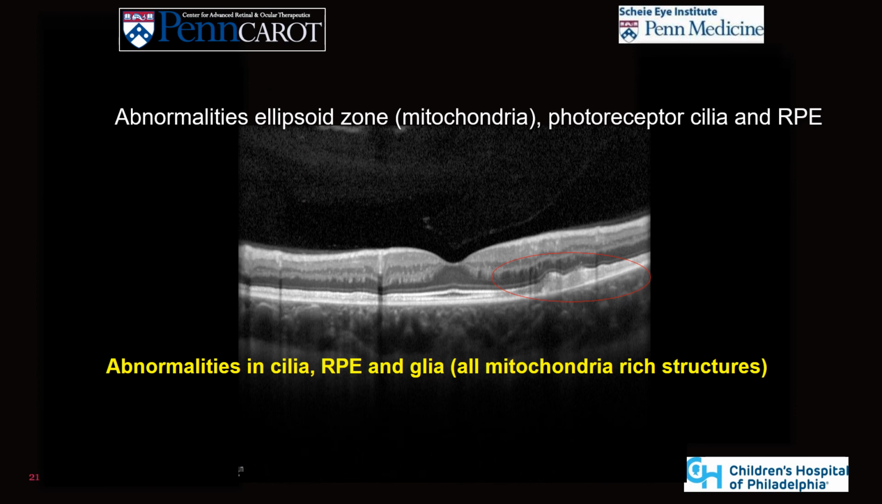In cross-section, when you go through those lesions, again, you realize now that the abnormalities are indeed in the outer retina, both in the area where we have the cilia of the photoreceptor and the so-called inner segment or ellipsoid region, as well as in the retinal pigmentary epithelium, as is circled here in red. Again, all of these are mitochondria-rich retinal structures.